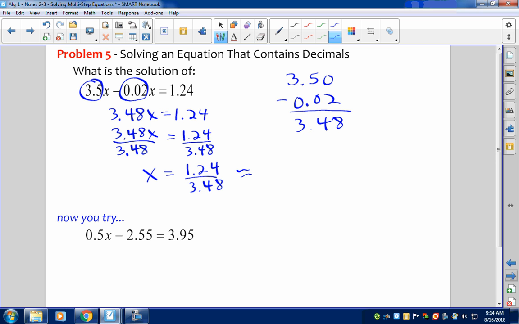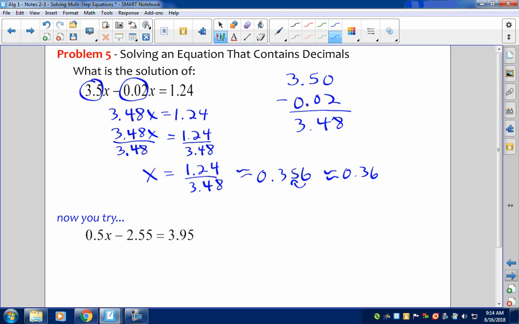What do you guys get? What do you have? Yeah, that's what we have. So 0.35, and then there's a 6 after the 5, so it looks like this, 0.356, and it keeps going. But if I want it to the nearest hundredth, because the 6 is bigger than 5, I would make this go up 1. So I'd get about 0.36 to the nearest hundredth.